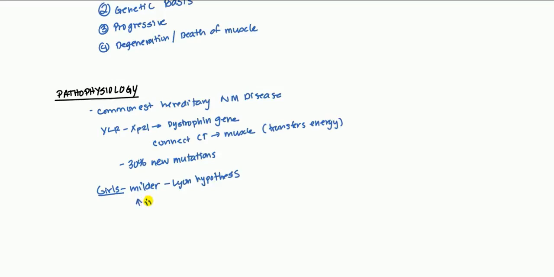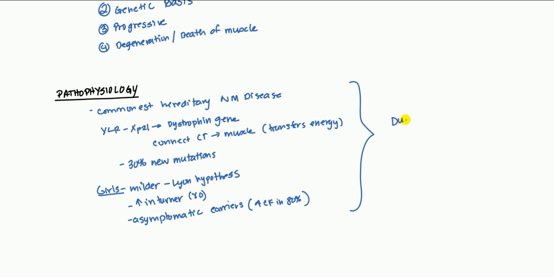And because of that Barr body theory, it tends to be seen in patients with Turner syndrome, which is 45,XO. There are also asymptomatic female carriers, and the only finding that you'll have is an increase in creatine kinase in about 80% of them. Now, this pathophysiology is the same whether you're talking about Duchenne or Becker. The only difference is that in Becker, it's going to be much, much milder.